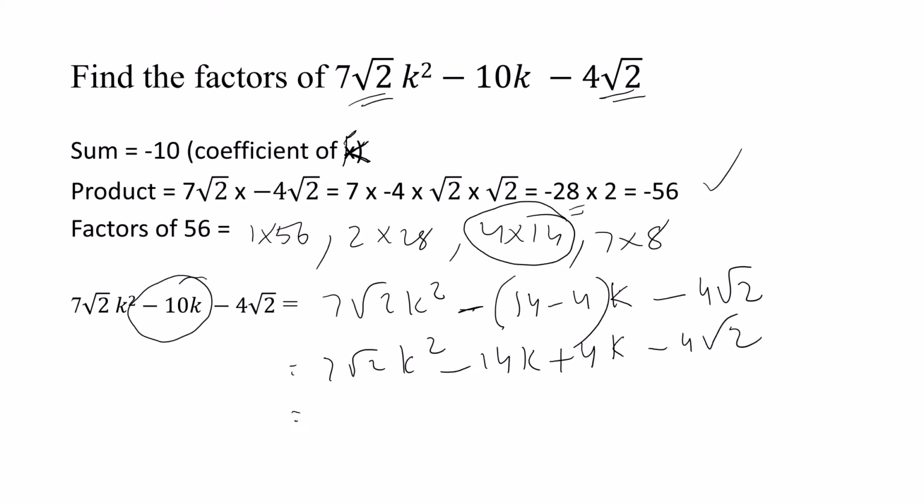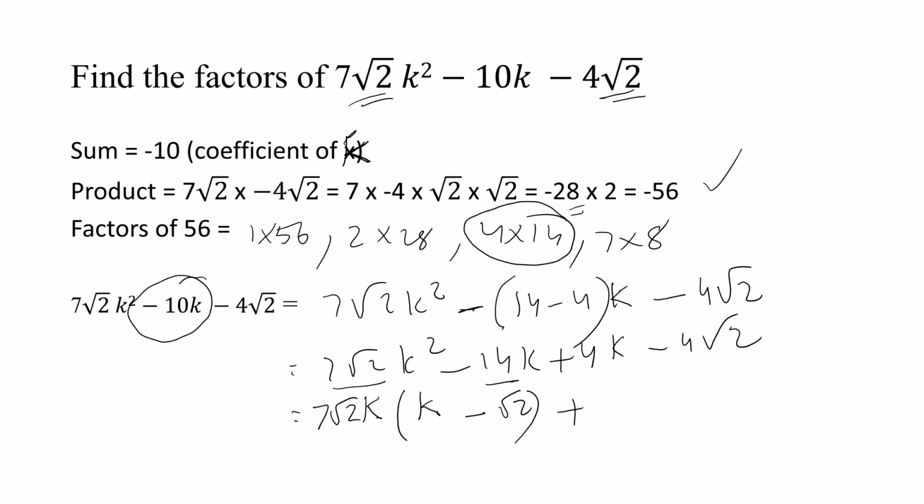Now we'll take the common factor. So what is common in 7 root 2 k square and 14k? So k is already there. Suppose I take 7 root 2k, so inside the bracket I will get k minus, we have 14, right? 7 root 2 into root 2 will give you 14. So we can write root 2.